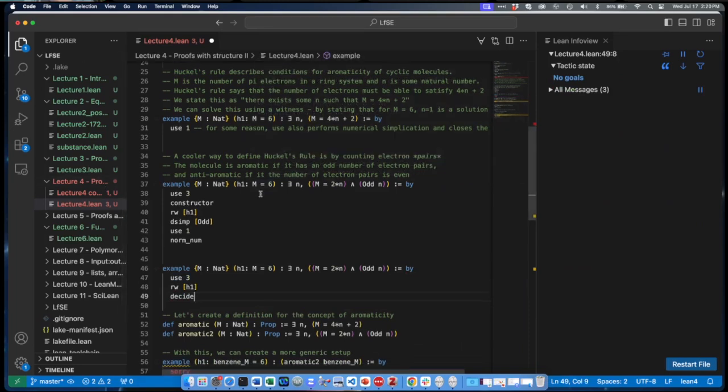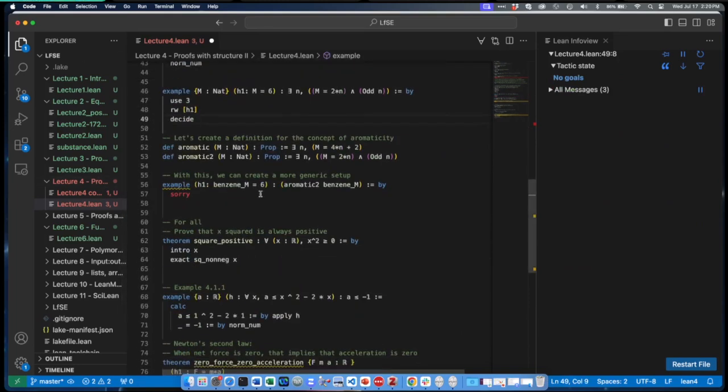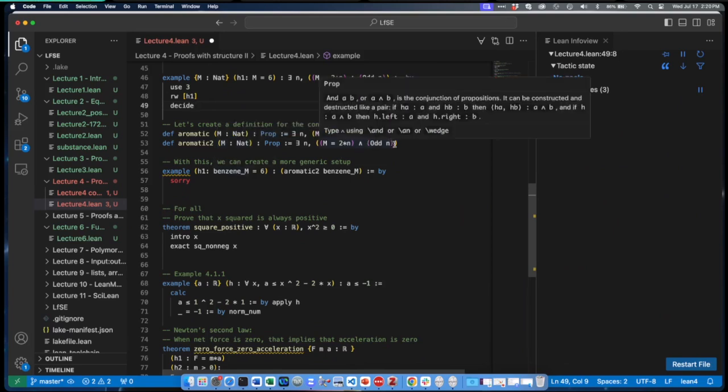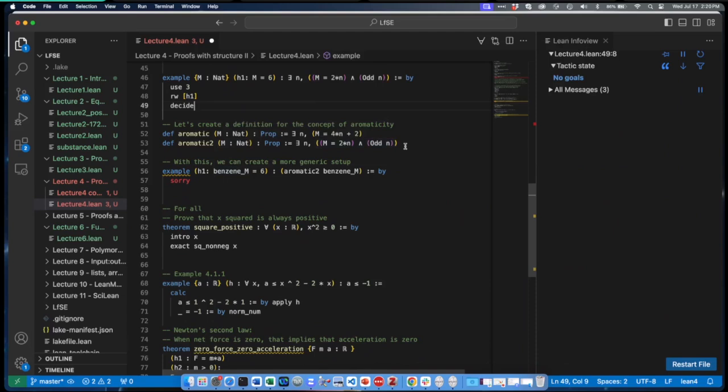So coming back to this idea of definitions, we can create a definition for the concept of aromaticity. Isn't that nice? Now this exists out there in the code. It's not part of an individual example. And so I have two versions of this. The first one is the 4 times n plus 2 that we talked about. The second one is the 2n and odd n, so we could have either one of these. These are both just propositions.